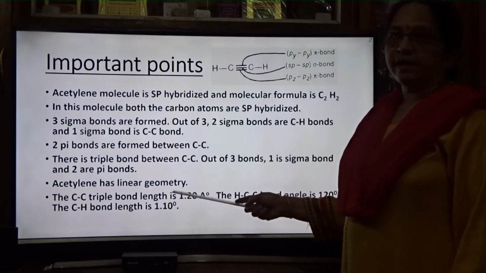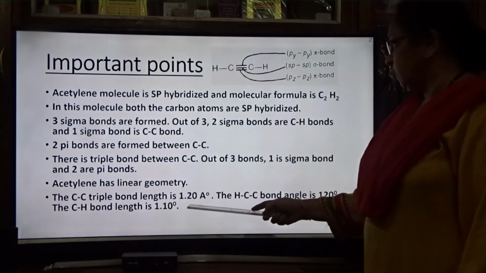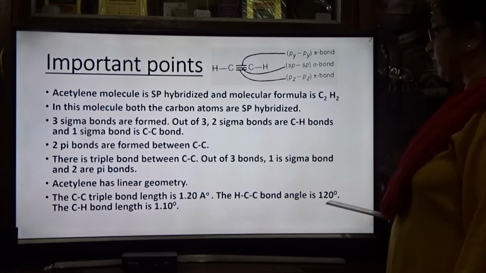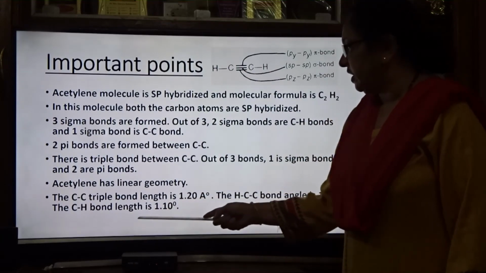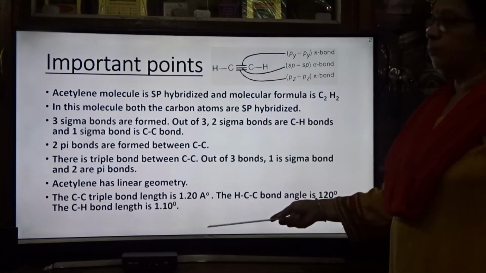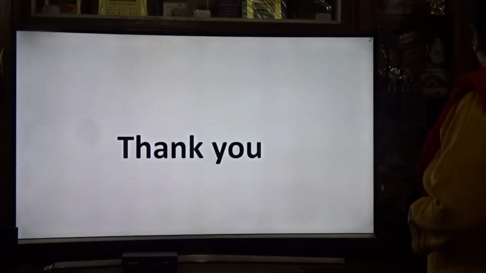Acetylene has linear geometry. The C-C triple bond length is 1.20 angstrom, the C-C-H bond angle is 180 degrees, and the C-H bond length is 1.10 angstrom. So these are the important points to be noted about the acetylene molecule. Thank you.